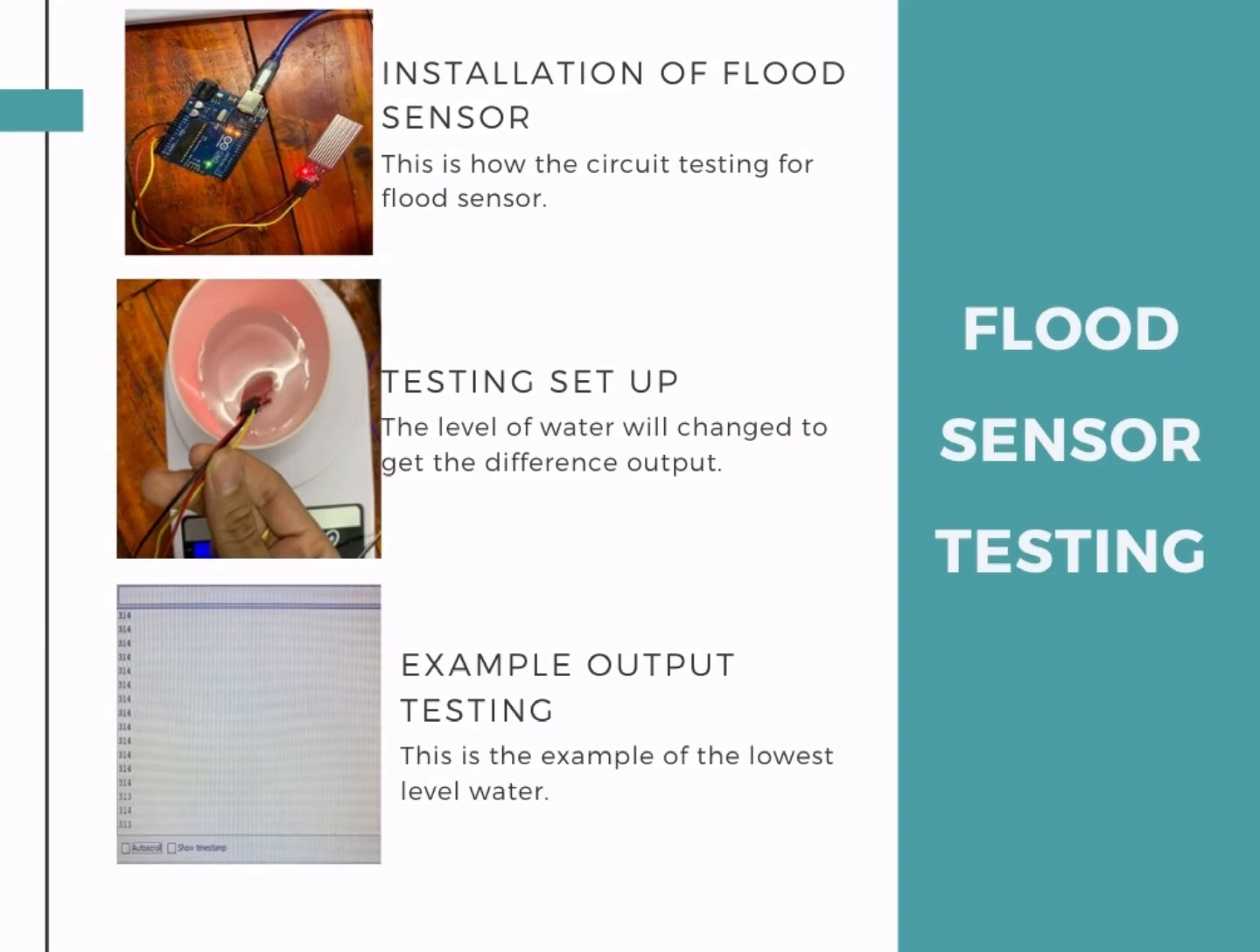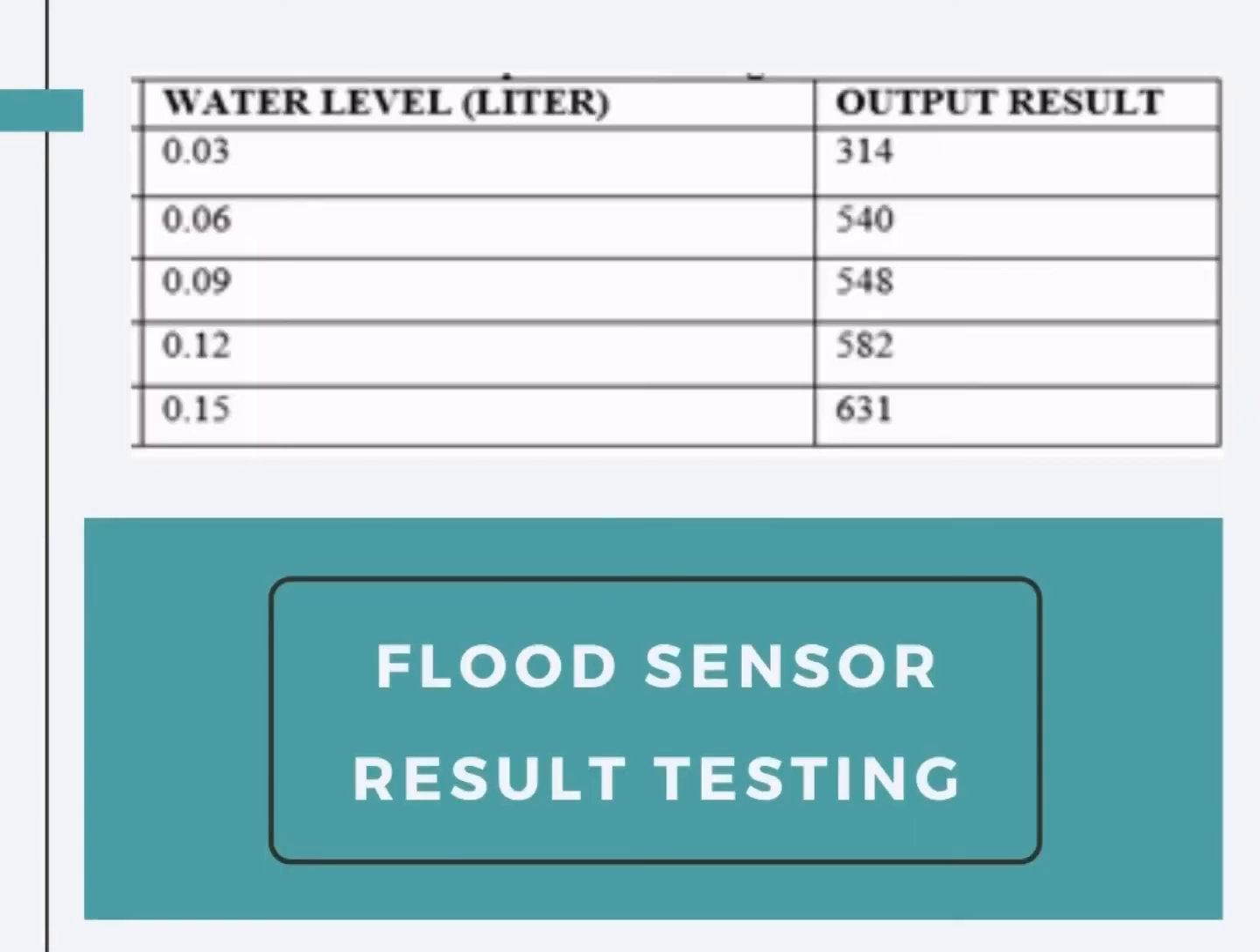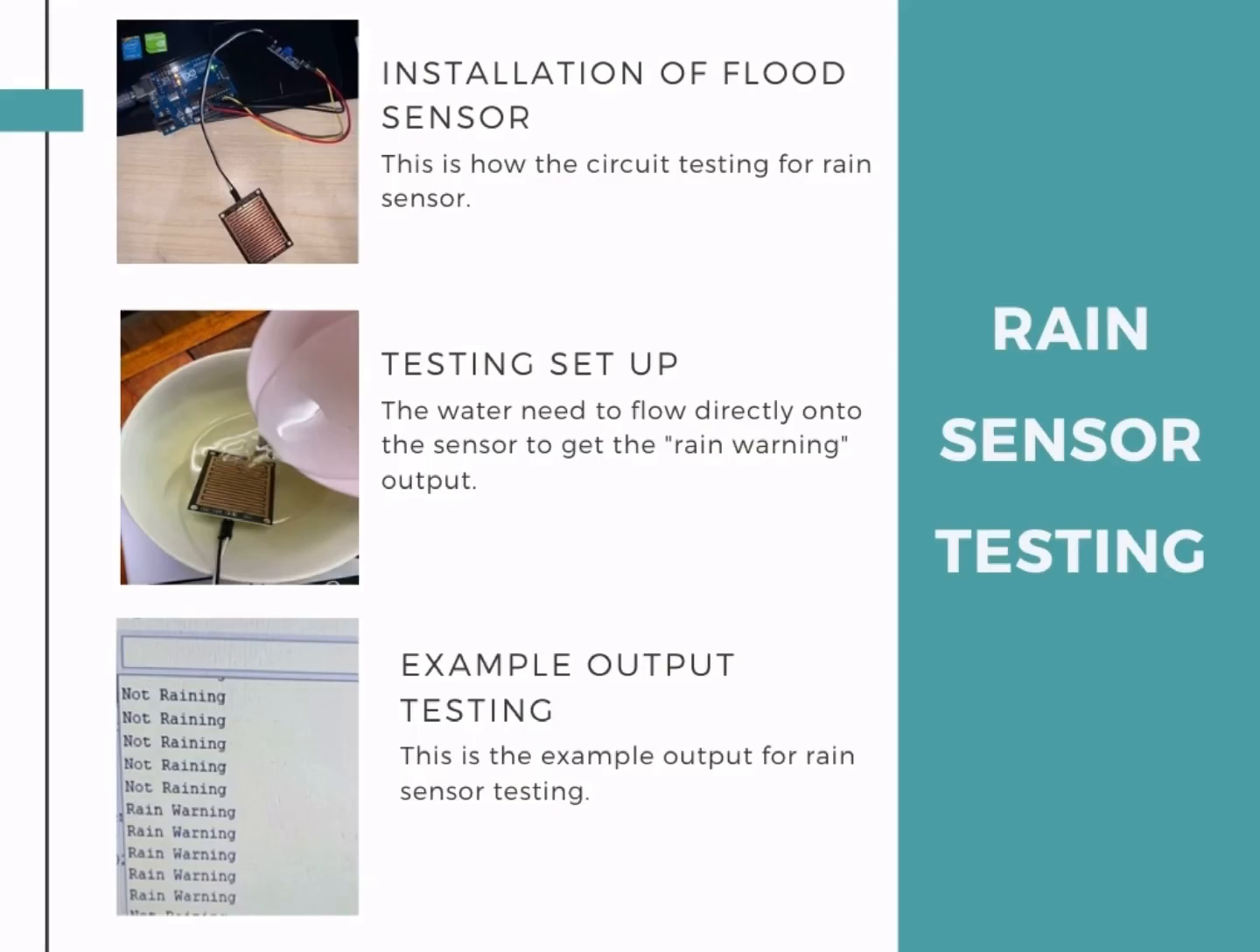Okay, so that is the example output for the lowest water level. As you can see, different water levels will produce different output results. The higher the water level, the higher the output result. This is how the rain sensor testing is installed.